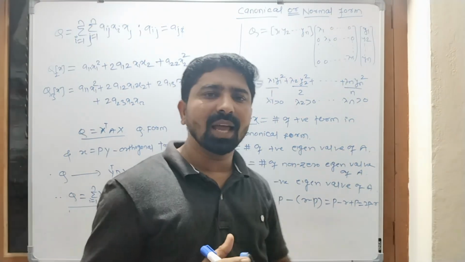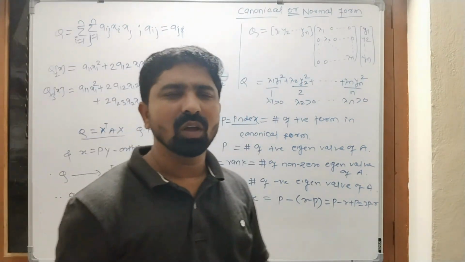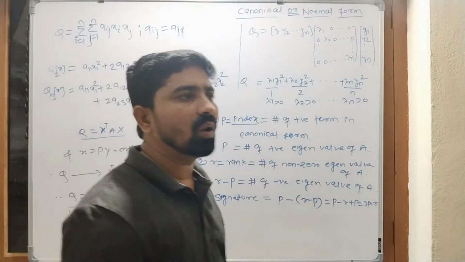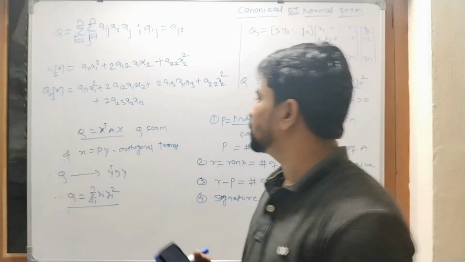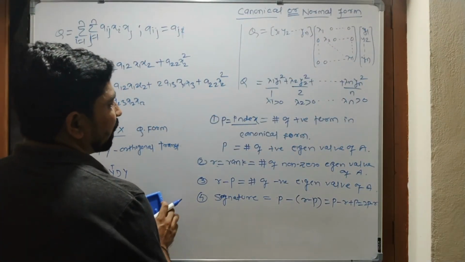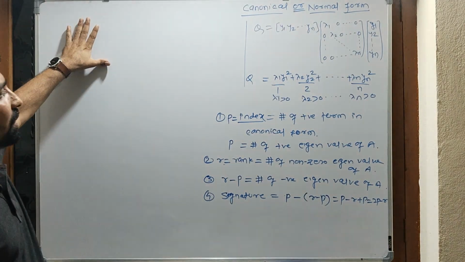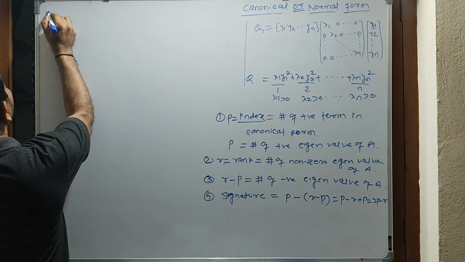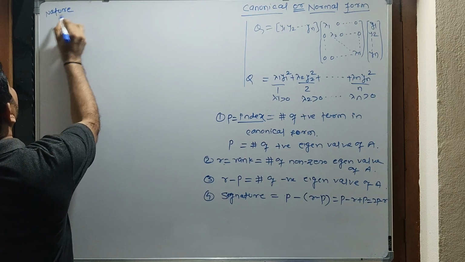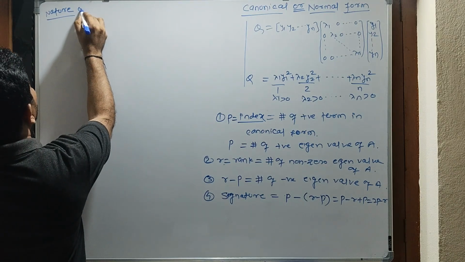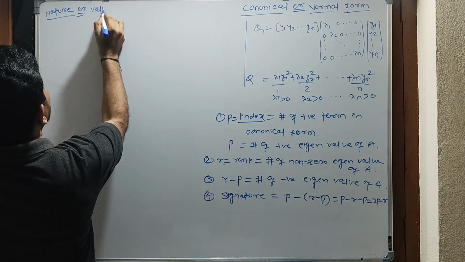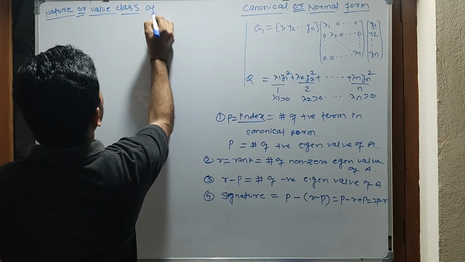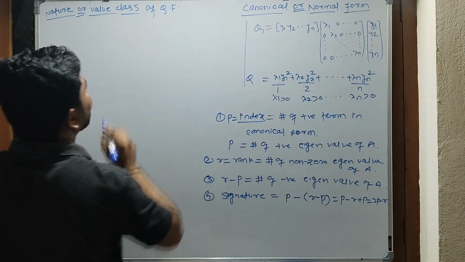Based on whether all the eigenvalues are positive, negative, or zero, I will define the nature of the quadratic form, or value class of the quadratic form. So now I want to define the nature, or value class, of the quadratic form.